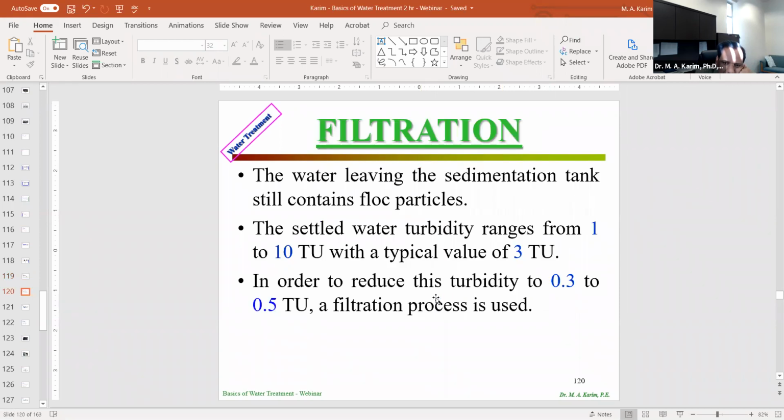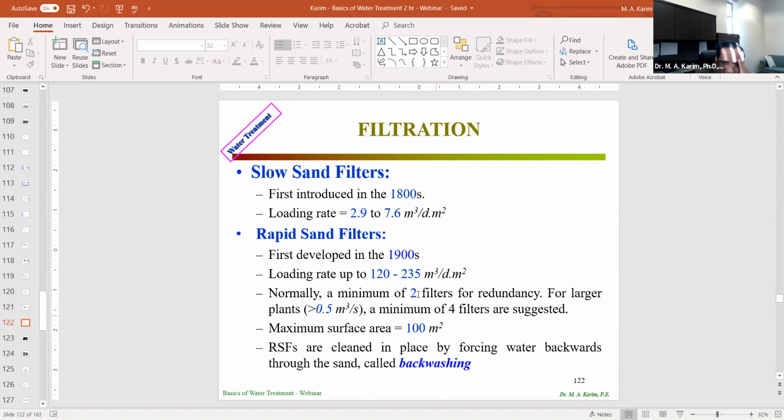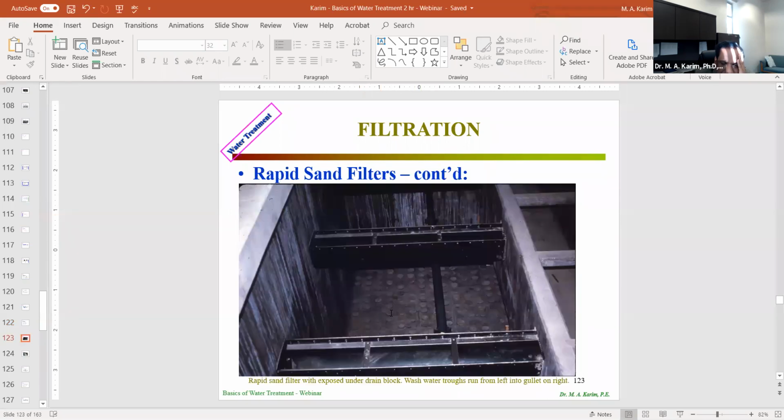Okay, filtration. Again, filtration is in order to remove the particulate matter, right? Suspended solids and other things. So here are some of the requirements. Initially, based on the media, there are two types: dual media and mixed media. Based on the allowable loading rate, how much you can do per minute or per hour, there are slow sand filter and rapid sand filter or high rate sand filter. There's a definition of slow sand filter and rapid sand filter. Mainly, the loading rate is 2.59 to 7.6 here, and here it is 120 to 235.